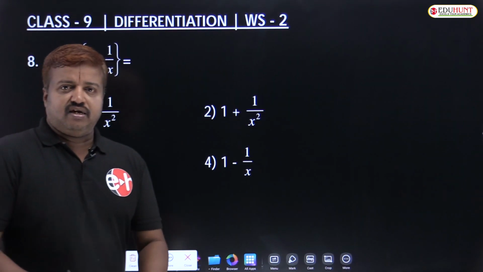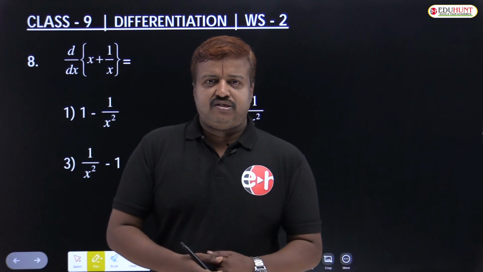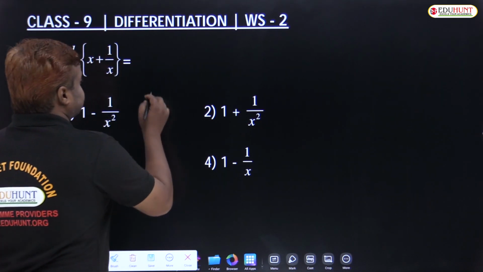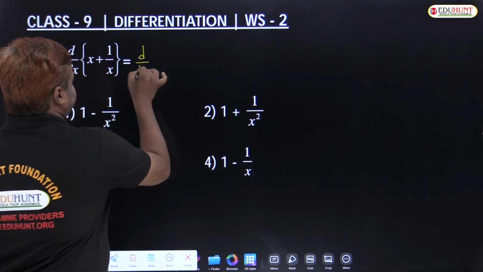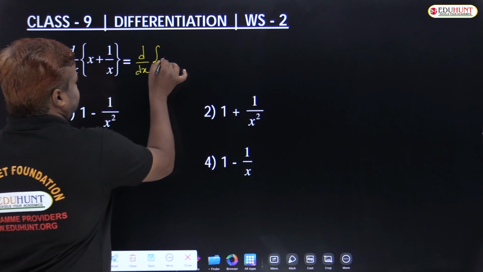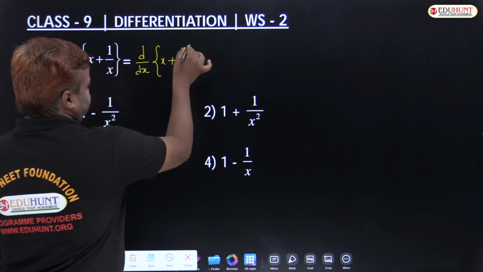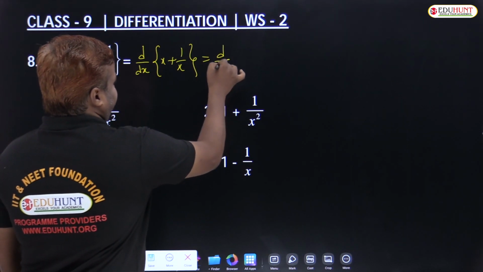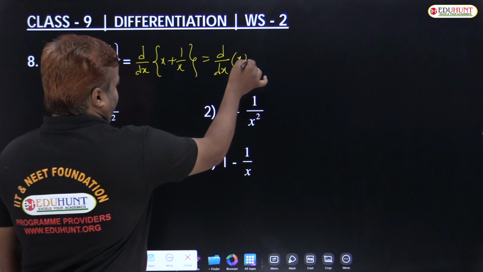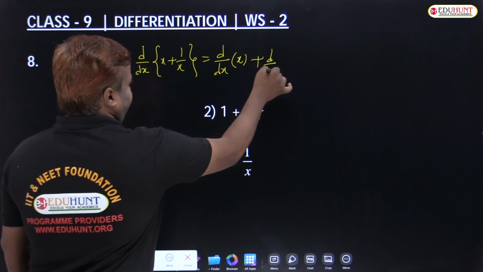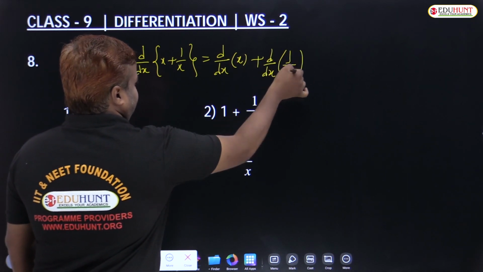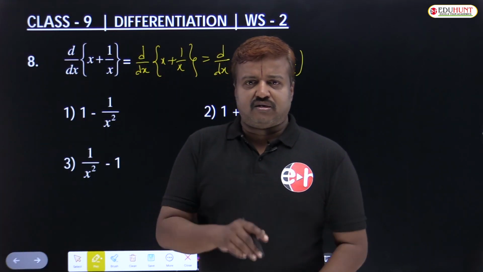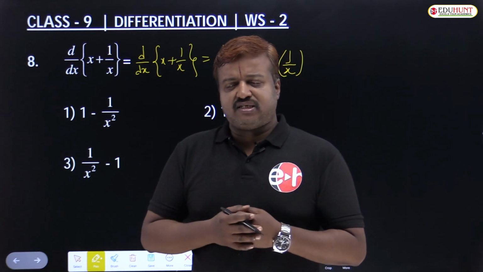Yes children, I am going to explain the 8th one. See the 8th question: d by dx of x plus 1 by x. We have to write this as d by dx of x plus d by dx of 1 by x. What about the derivative of x? Derivative of x is 1. What is the derivative of 1 by x? Minus 1 by x square.